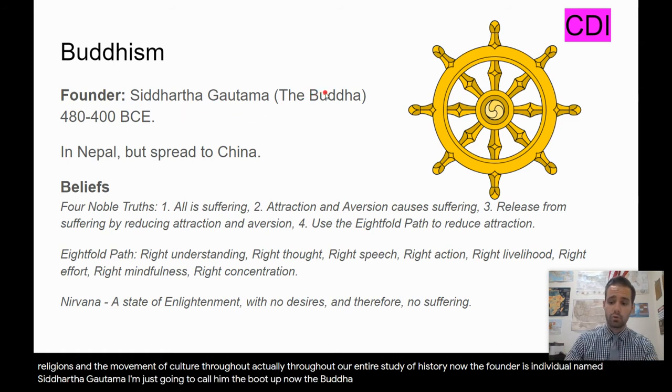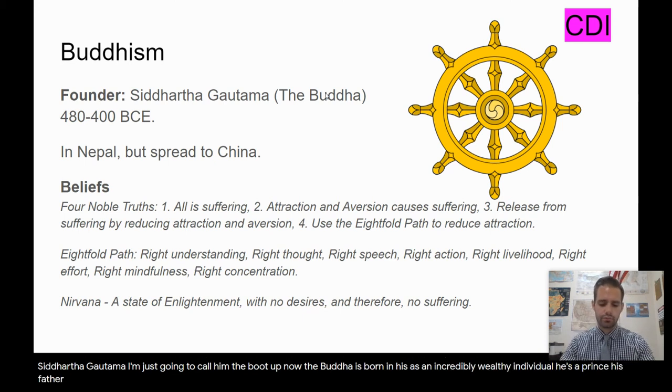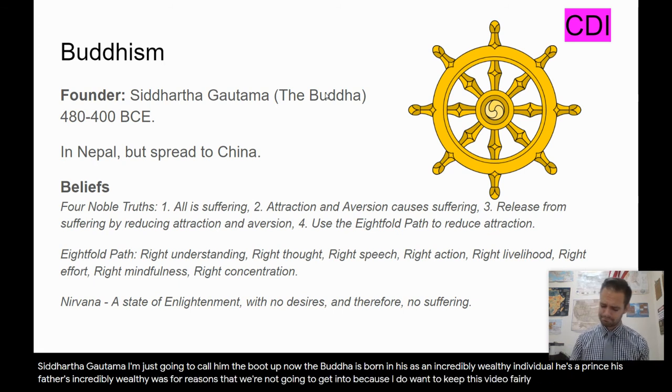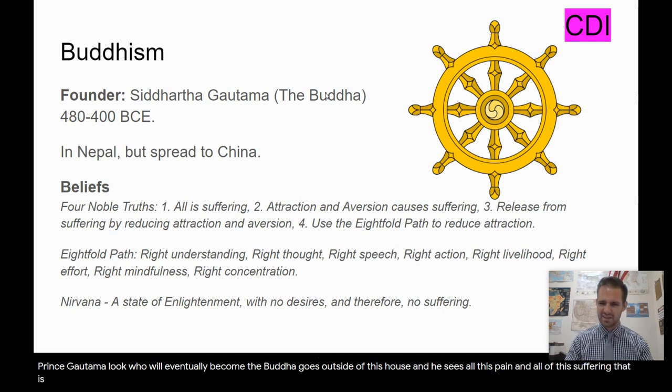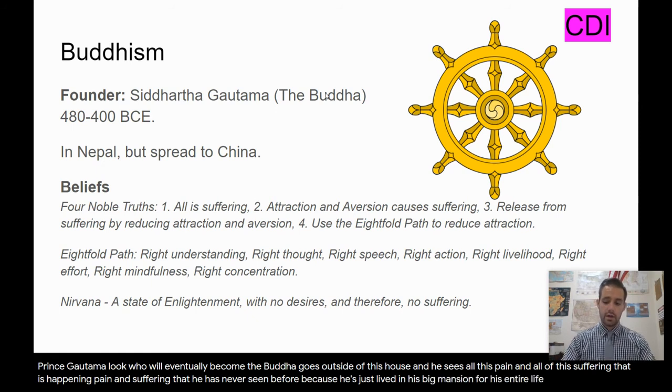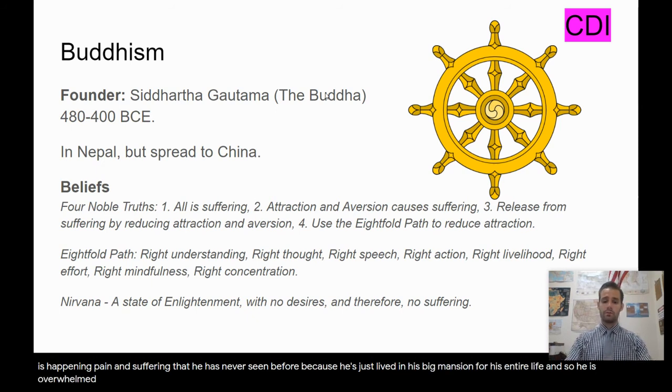Now, the Buddha is born as an incredibly wealthy individual. He's a prince. His father's incredibly wealthy. His father traps him in the house for reasons that we're not going to get into because I do want to keep this video fairly short. But eventually, Prince Gautama, who will eventually become the Buddha, goes outside of this house and he sees all this pain and all of this suffering that is happening, pain and suffering that he has never seen before because he's just lived in his big mansion for his entire life. And so he is overwhelmed by all of this pain and suffering.